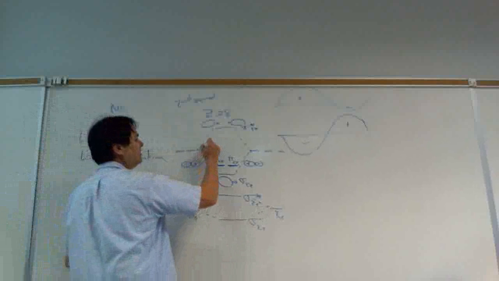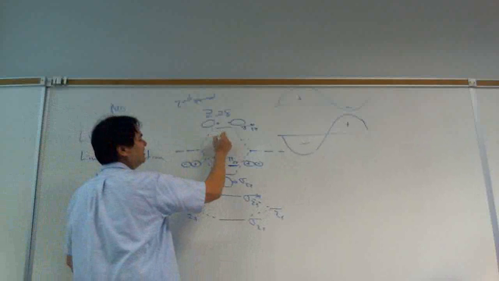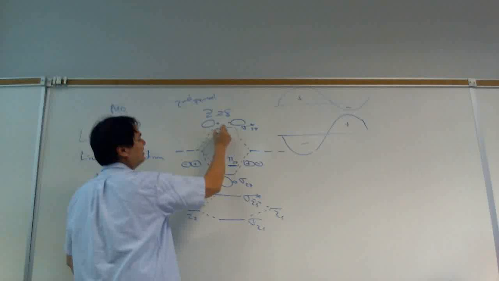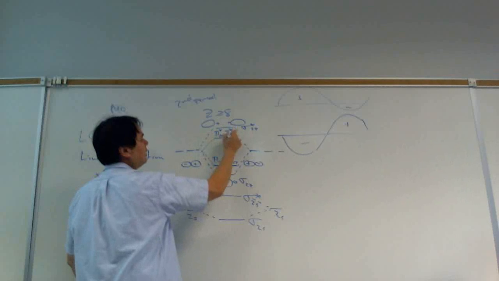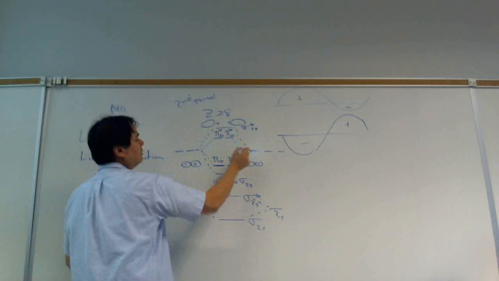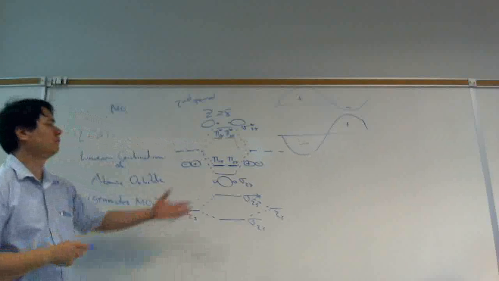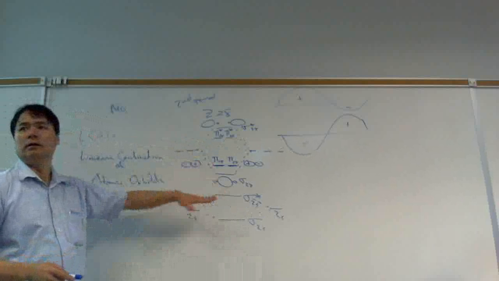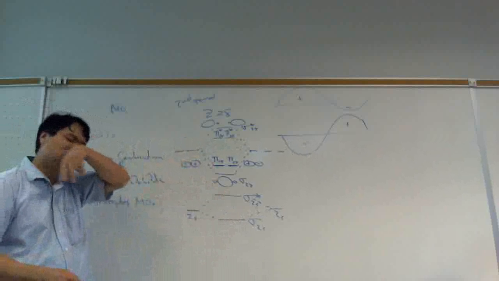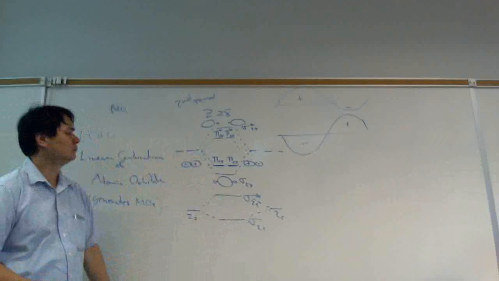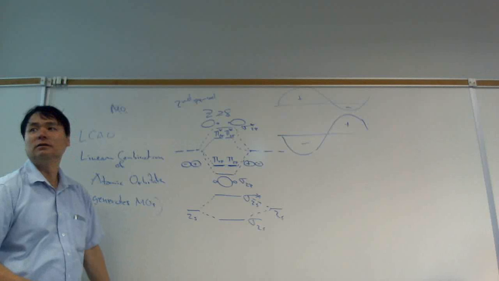Okay, then we go to the pi stars. The pi star 2p and a pi star 2p. Again, these are just going to differ in the plane. You know? This. We good so far?